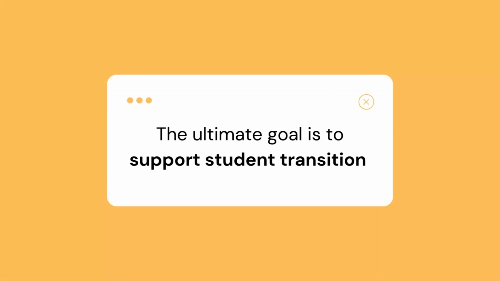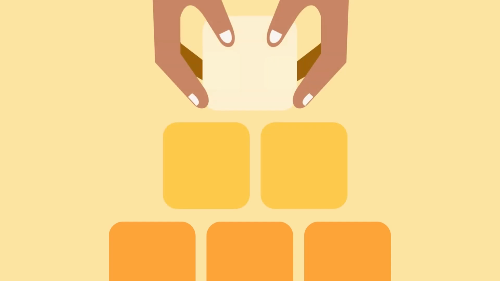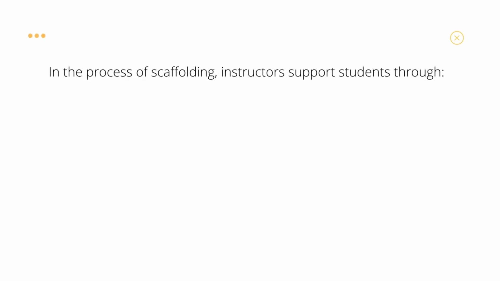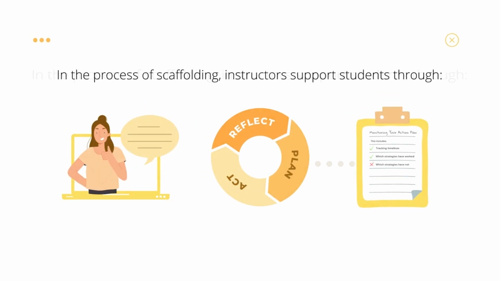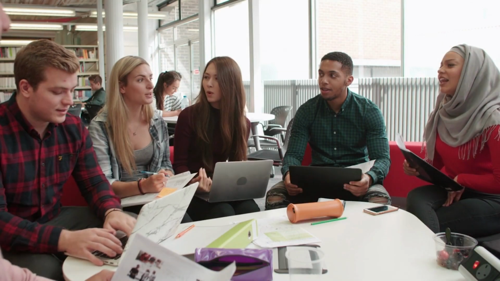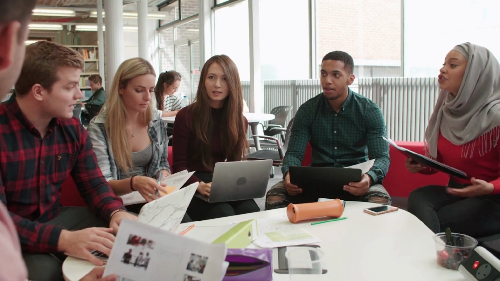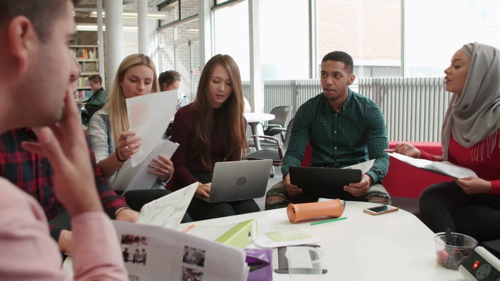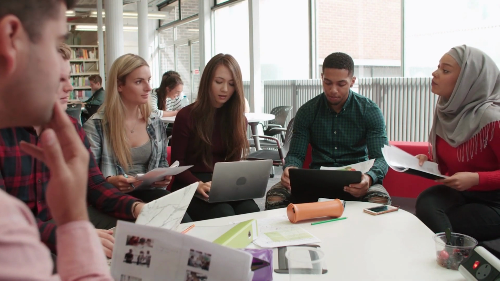The ultimate academic goal is to support student transition and for students to develop the skills to learn on their own with limited resources and support. These are known as scaffolds provided by the instructor. In the process of scaffolding, instructors support students through content, processes, and learning strategies to help students understand a concept or complete a task that they cannot yet do independently. With the right interventions, students will eventually be able to master the task, and instructors may gradually remove scaffolding.